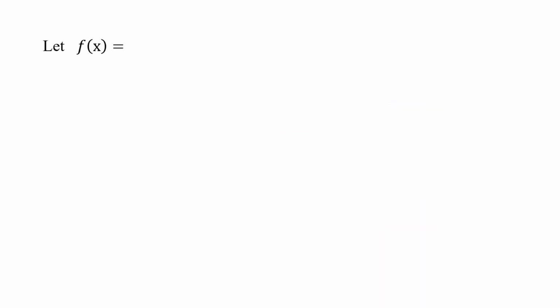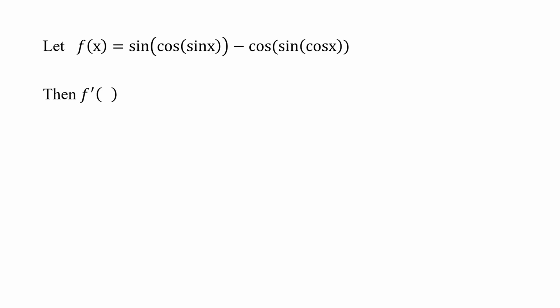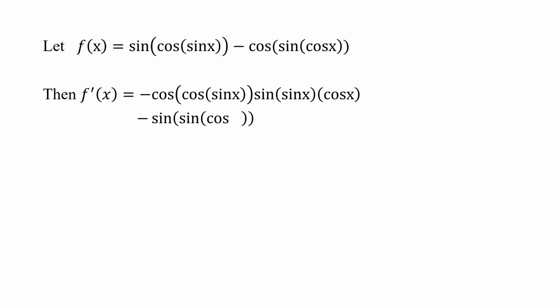So let us take f of x equal to sin of cos of sin x minus cos of sin of cos x. If you take the derivative of this function, then f dash x equals minus cos of sin x into sin of sin x into cos x minus sin of cos x into cos of cos x into sin x.